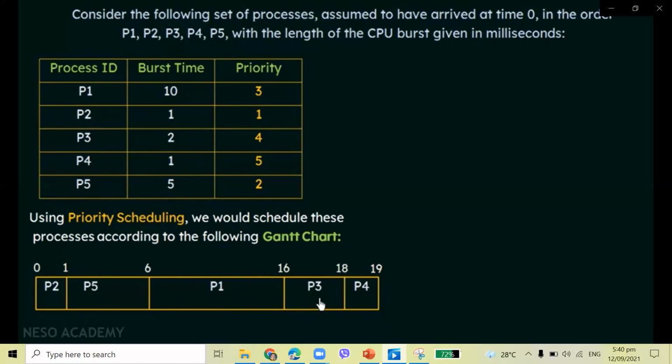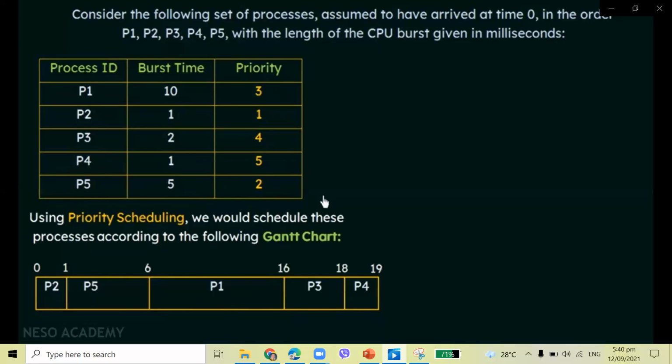And then after that, the next one to get the CPU is P4 with a priority of 5, and it is the last process. So P4 gets the CPU after P3 releases it at the 18th millisecond, and it executes for a burst time of 1 millisecond. So P4 executes from 18 to the 19th millisecond, and here it releases the CPU. So this is the Gantt chart for this priority scheduling when we have these processes that have arrived at time 0 and they have this set of priorities and this set of burst times.